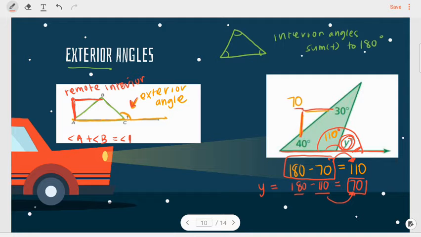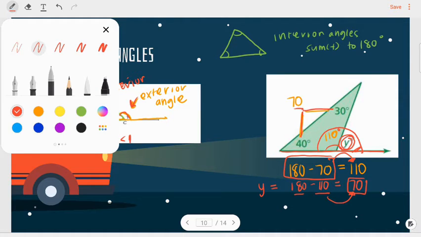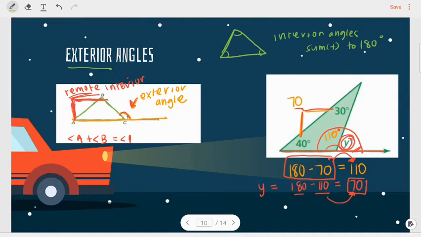Now, kind of a strange name, so I want you to think of what a remote is. Remember, remotes allow you to access television and change channels from far away. The remote interior angles are angles that are far away from my exterior. Notice A and B are the furthest angles from angle 1. On the other hand, let's look at this green triangle up top. If I extended a different side, and this is our exterior, my new remote interior angles are these two angles because they are the furthest away from that exterior angle.